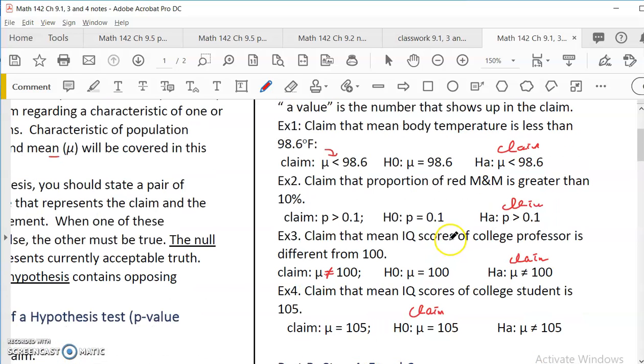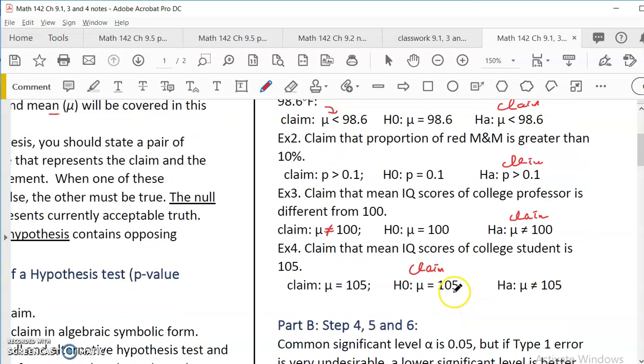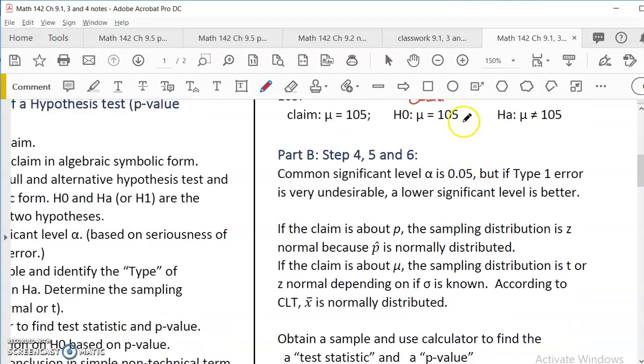Okay, so the good way to check is after you write this down, you ask yourself, where is my claim? Your claim has to show up. Okay, so you cannot have a claim that doesn't show up. So it's a mistake to say the alternative is greater than, because then the claim doesn't show up. Okay, so that's the first step.